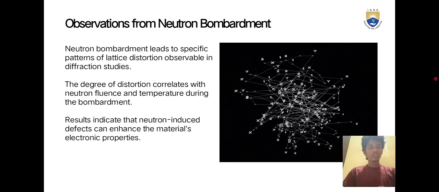We can see in the figure the x, y, z axes. There are more axes to be found in that figure. Neutron bombardment leads to specific patterns of lattice destruction observable in diffraction studies. The degree of destruction correlates with the neutron fluence and temperature during the bombardment. Results indicate that neutron-induced defects can enhance the material's electronic properties. Let's dive into the next slide.